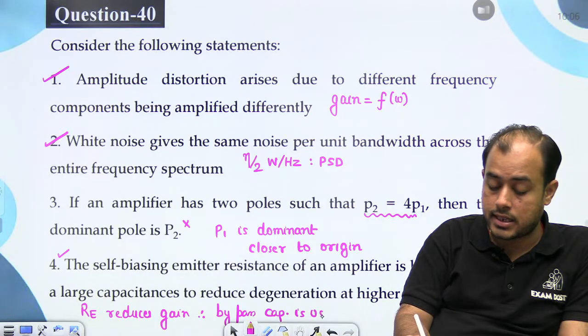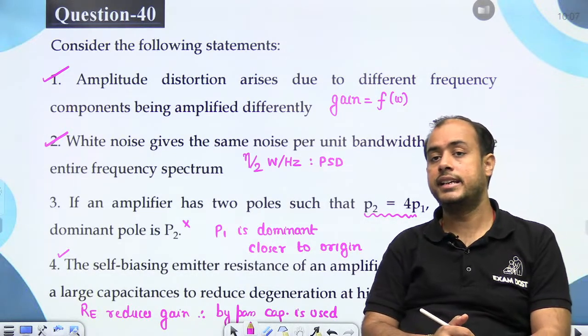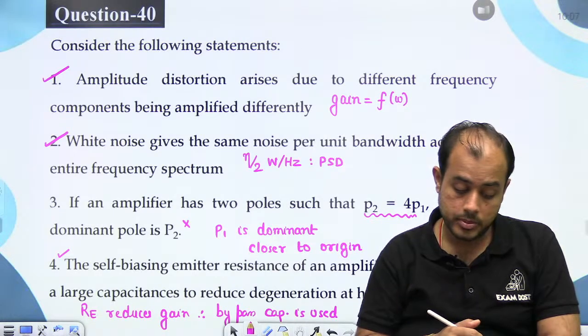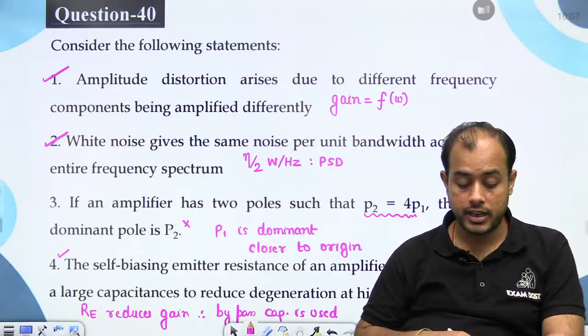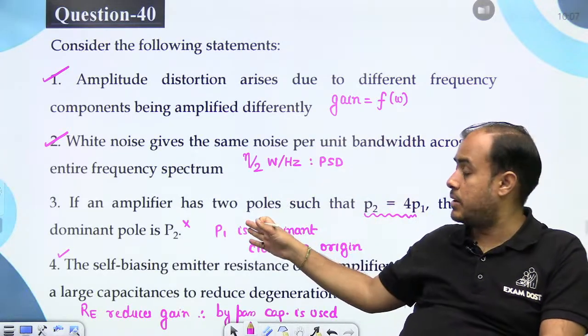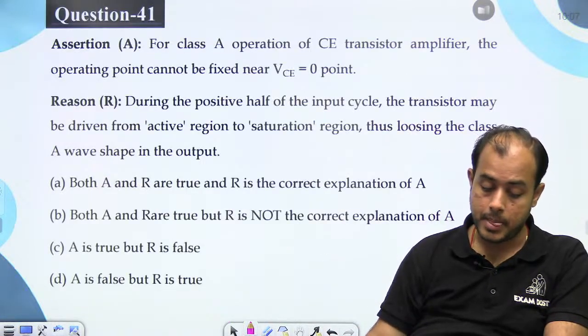बाईपास कैपेसिटर का काम होता है RE को शॉर्ट कर देना. It should short circuit RE so that gain does not reduce. तो बेटा आइडियली the answer should be 124. बाकी यहाँ पे 3 भी हो सकता है अगर ये P1 होता, ठीक है, 1 to 4 आएगा.